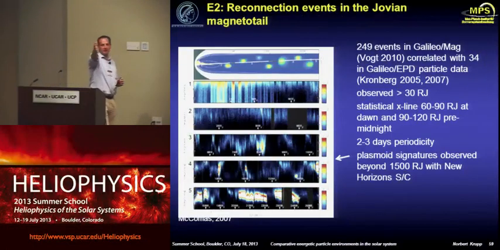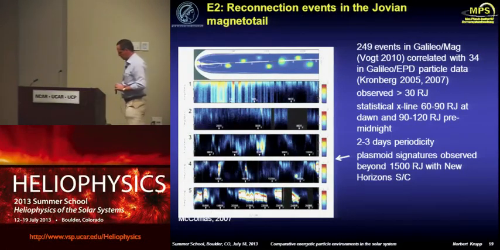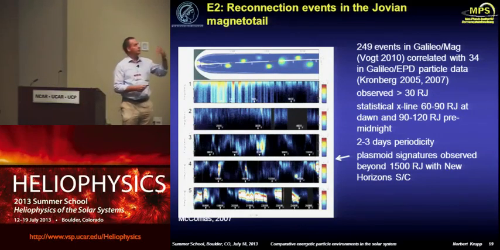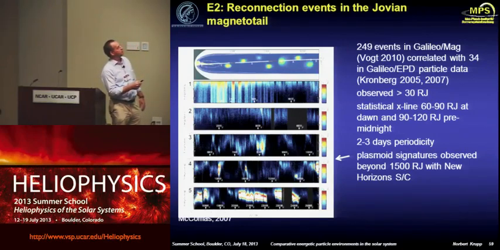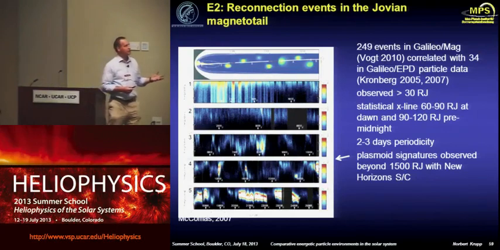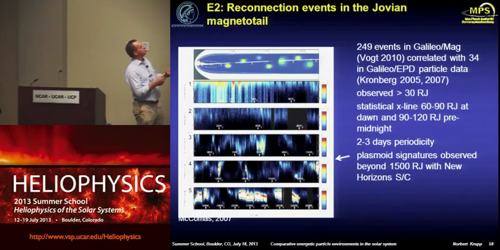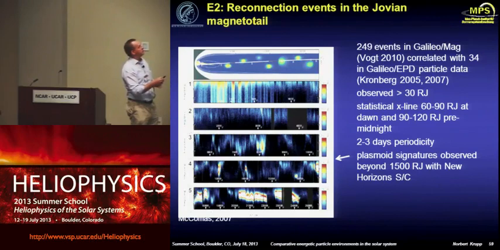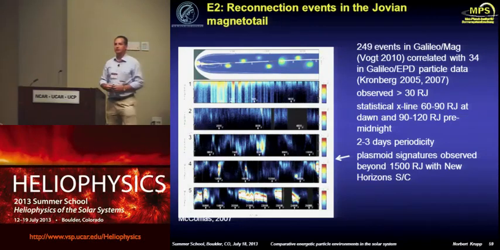If you then go even further down the tail, and I think this was shown by Fran already, you see the same blobs of plasma down the tail at distances in Jupiter's distant tail of 1,500 Jovian radii, also at a rate of about a couple of days. And so this is another indication that you saw these plasmoids, which most probably we have seen with Galileo at about 100 Jovian radii here, or between 80 and 100 Jovian radii. They are still ongoing and are still somehow detectable very, very far down the tail with New Horizons measurements.